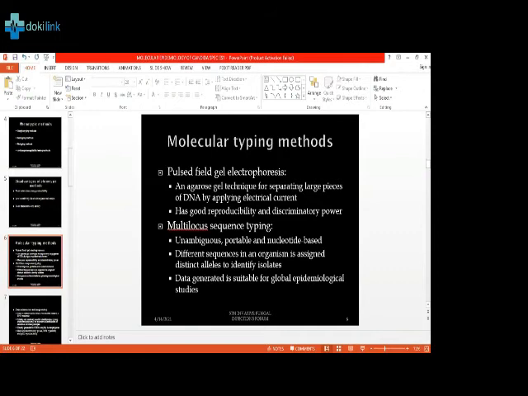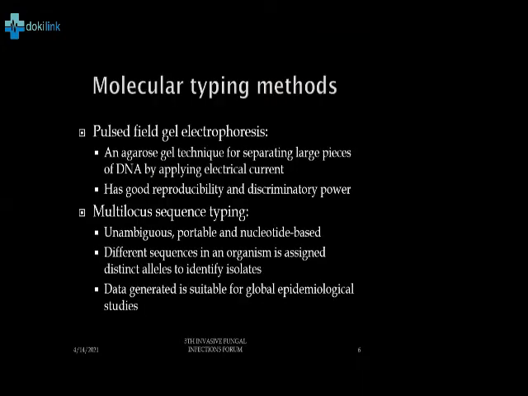The molecular typing methods include pulsed-field gel electrophoresis, which is an agarose gel technique for separating large pieces of DNA by applying electrical current, and has good reproducibility and discriminatory power.